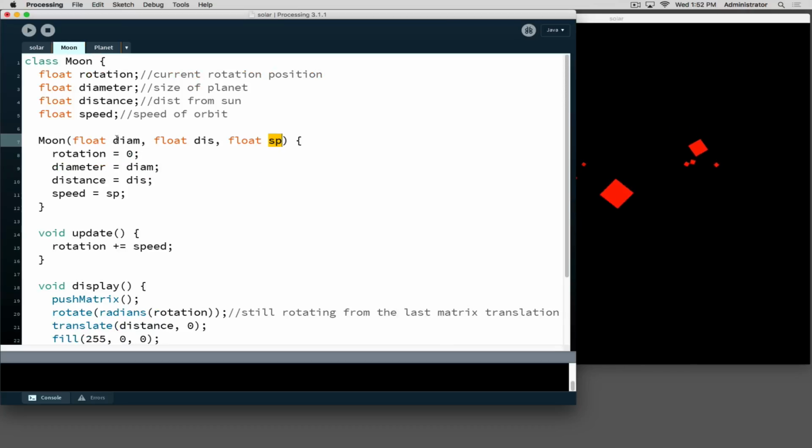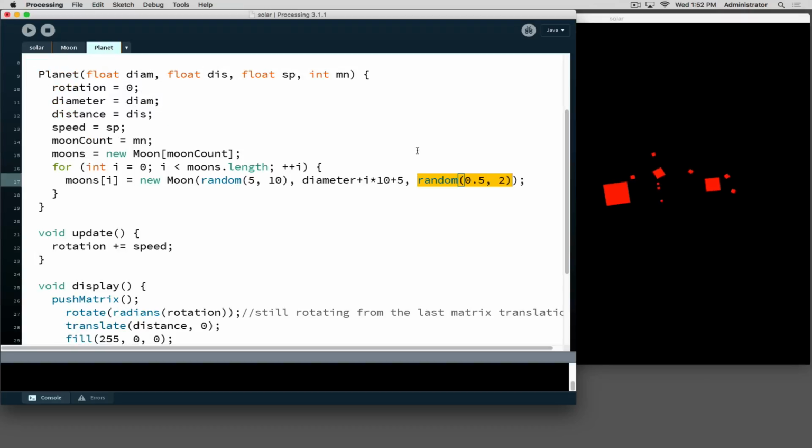I'm sorry, not the diameter, I mean the distance. So we could push the moons out.